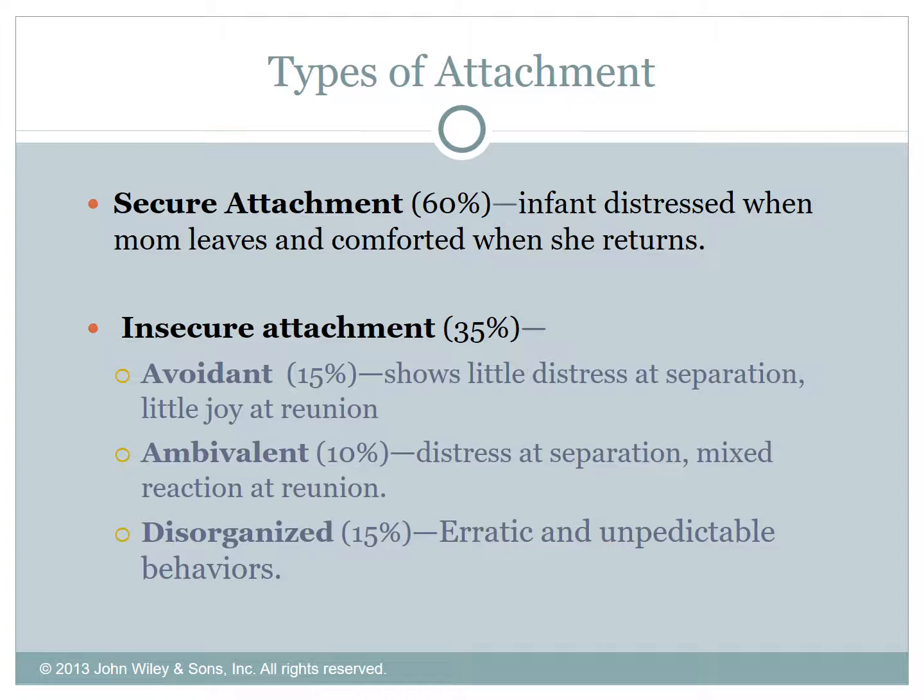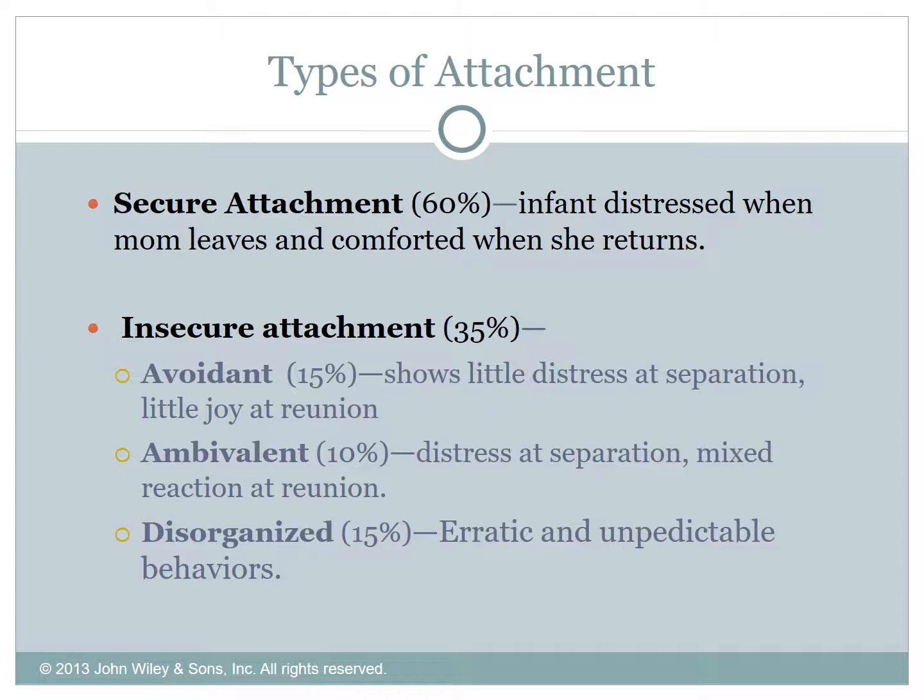We can also describe several kinds of insecure attachments. Avoidant children, for instance, will show almost no distress at separation and very little joy at the reunion. They won't check back with mom. They won't look back at mom while they're playing. They won't come back to mom. And so we refer to this as an avoidant attachment style.